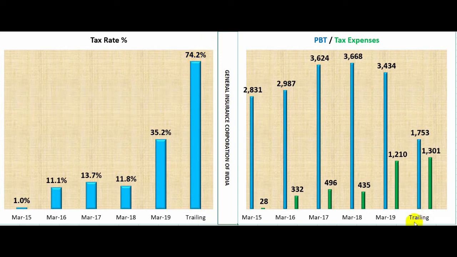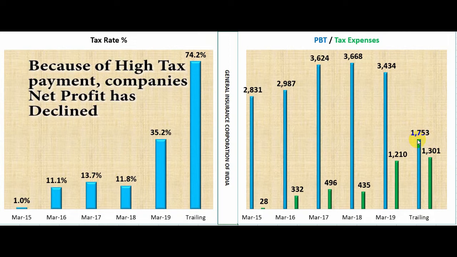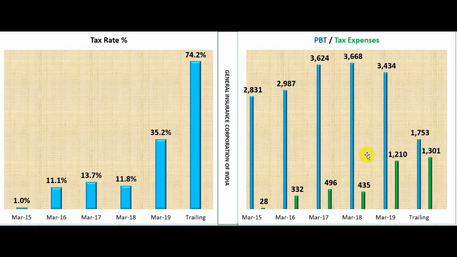So in the recent 12 months, the profit generated by the company is 1,753 crores. On that, the company has already paid a tax of 1,301 crores. So this is quite high.